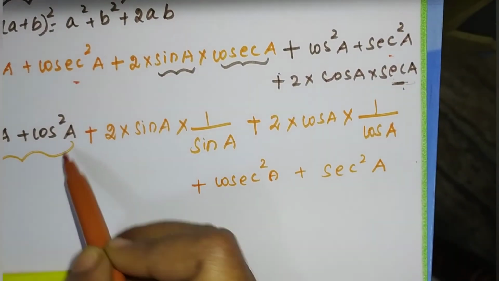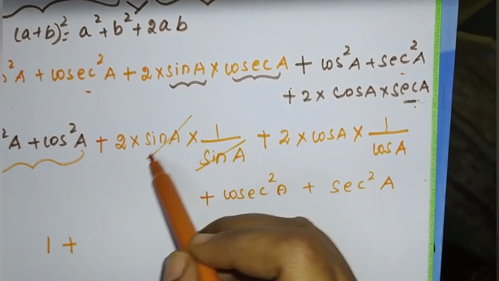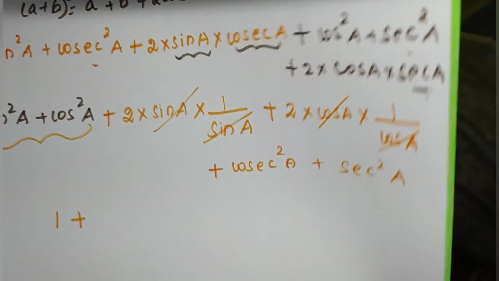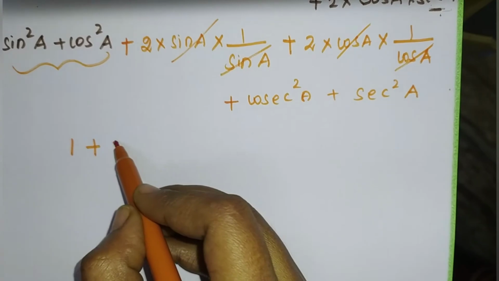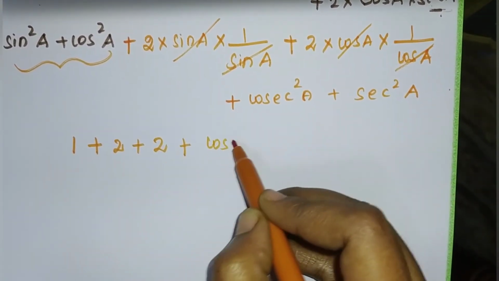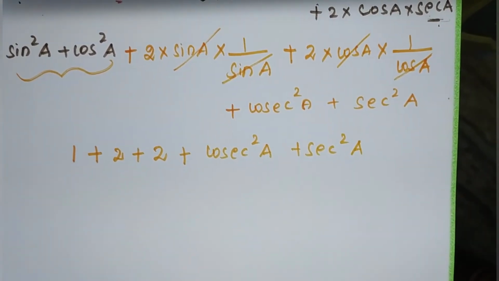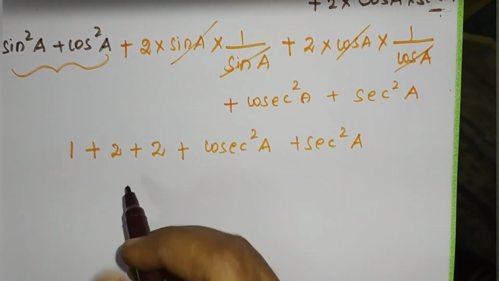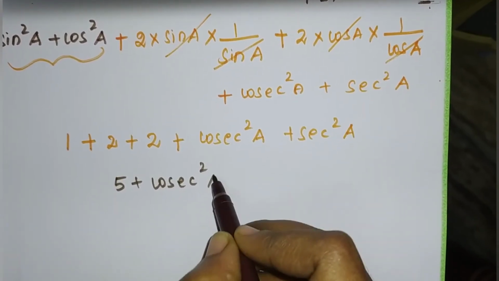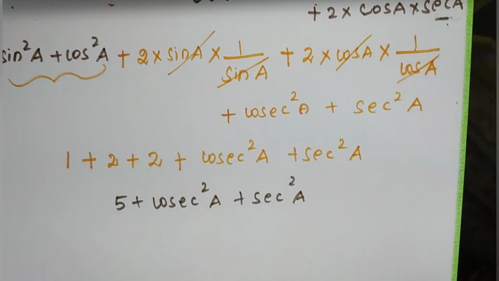So here we can cancel sin A, and cos A we can cancel. Then what will be the remaining? 1 plus 2 plus 2 plus cosecant square A plus secant square A. Then 1 plus 2 plus 2 is 5. 5 plus cosecant square A plus secant square A. Here we have squares, so we can apply trigonometric identities.